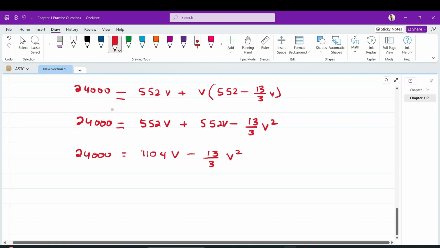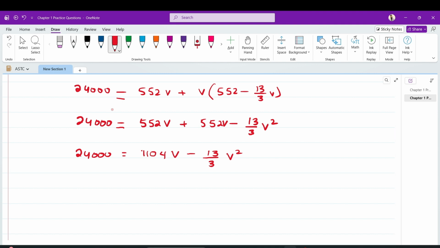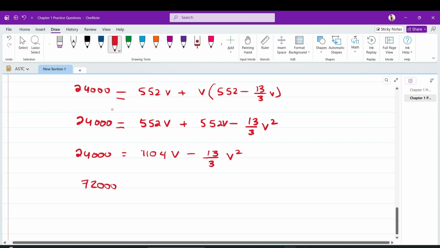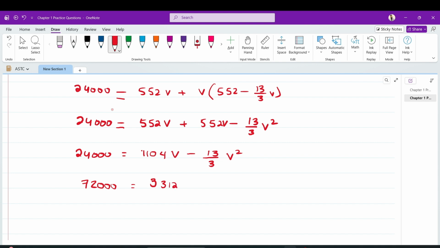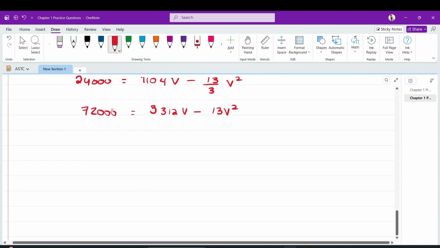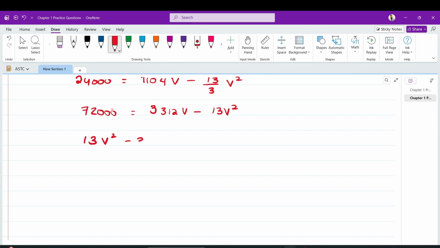So now first I need to get rid of this 3. So I'm going to multiply both sides by 3. So 3 times 24,000 gives us 72,000, and 3 times 1,104 gives us 3,312v minus 13v squared. Now clearly I don't want a negative on my v squared, right? So I'm going to shift both of these values to the other side. So therefore my equation becomes 13v squared minus 3,312v plus 72,000 equals 0.